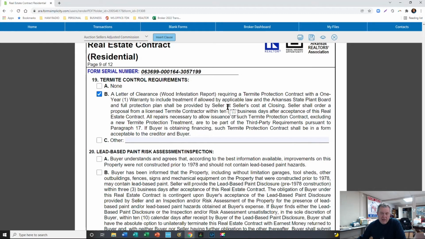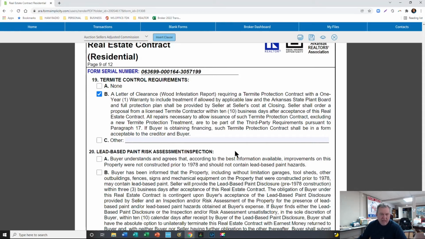Now, I want you guys to understand something. If you don't specify that it is a termite protection contract, some of these termite companies will just sign you up for the cheapest price possible, but there's no real insurance involved.